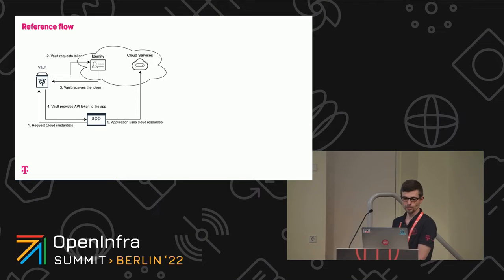The reference flow. Number one, the application requests cloud credentials from Vault. Number two, Vault goes itself to the identity and gets the token. Basically, either a token or a temporary user, it depends on how we configured it. Vault receives the token back from identity. Vault gives the token back to the application. And the application goes directly to the cloud resources themselves and does whatever it needs. That is more or less the reference workflow, how we think it should be.